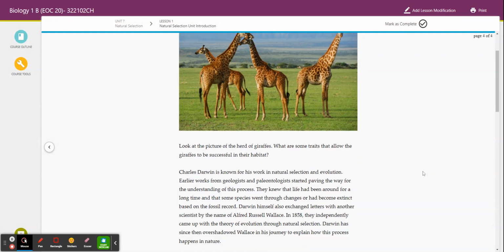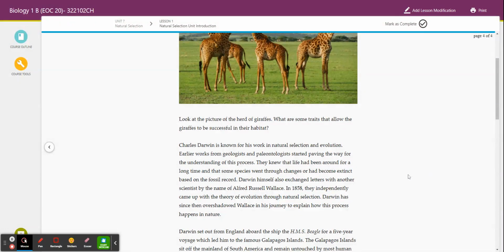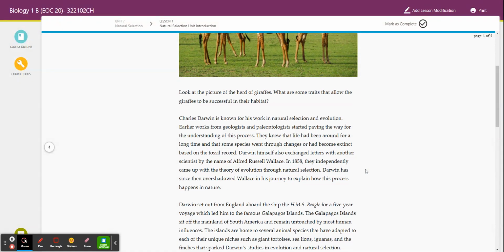Charles Darwin is known for his work in natural selection and evolution. Earlier works from geologists and paleontologists started paving the way for the understanding of this process. They knew that life had been around for a long time and that some species went through changes or had become extinct based on the fossil record.